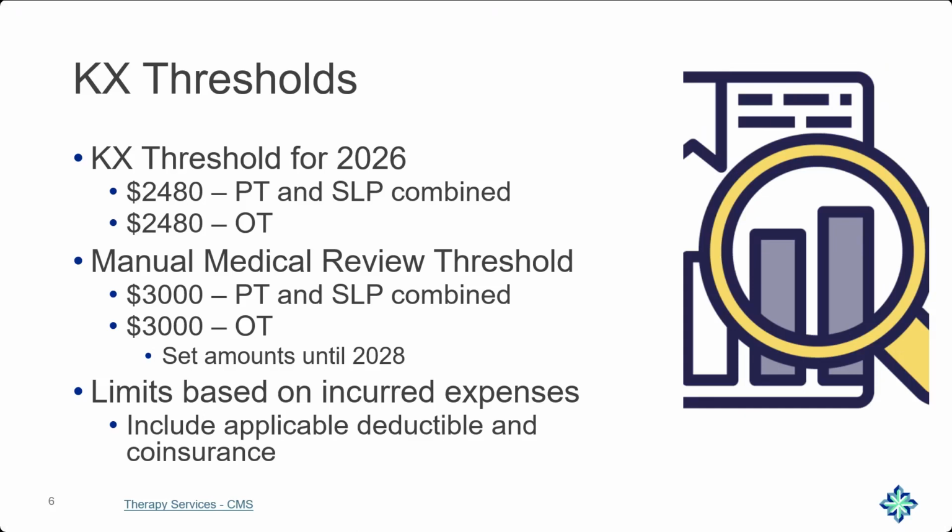So when figuring out the amount in which you need to append the KX modifier, you would use the incurred expenses by your beneficiary. So this includes any applicable deductibles and coinsurance as well. So for further questions or guidance on that KX modifier, I did provide a link at the bottom of the slide in your slide deck that you can refer to.